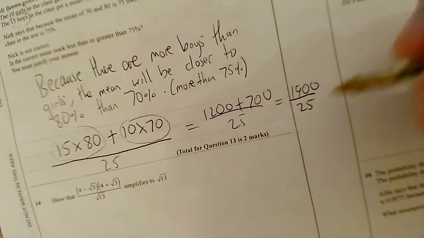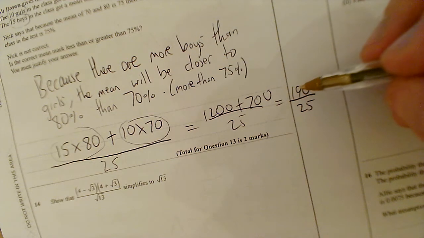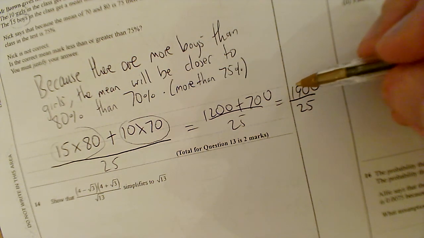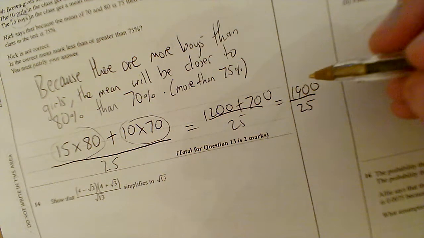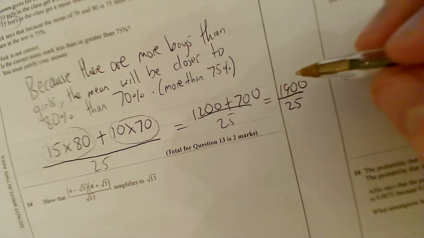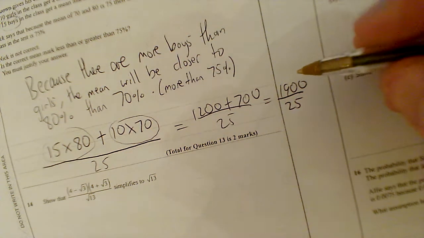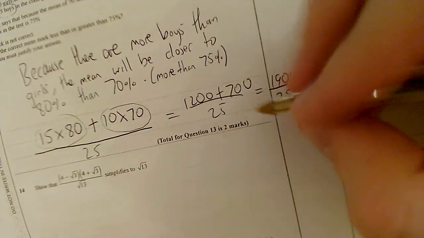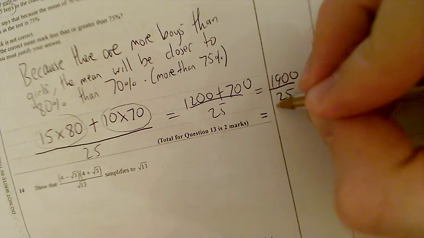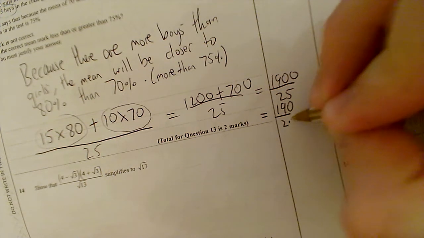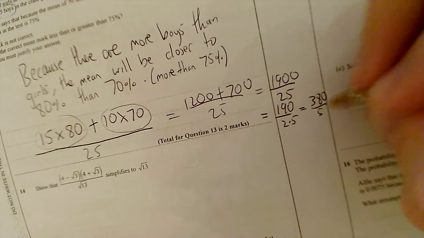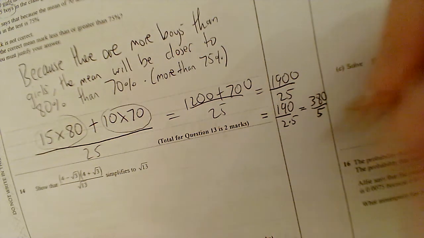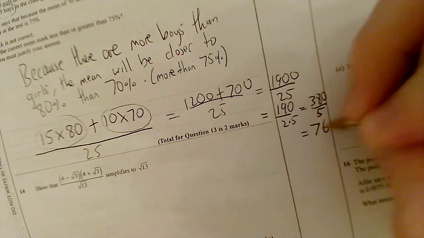What's the easiest way to work this out? I mean, it's going to come out as 76. But what's the best way to do this without a calculator? Let's say we divide the top and the bottom by 10. It's not ideal because it'll leave the bottom as a decimal. So we'll times both of those by 2. 380 divided by 5, whichever way you do that, will come out as 76.